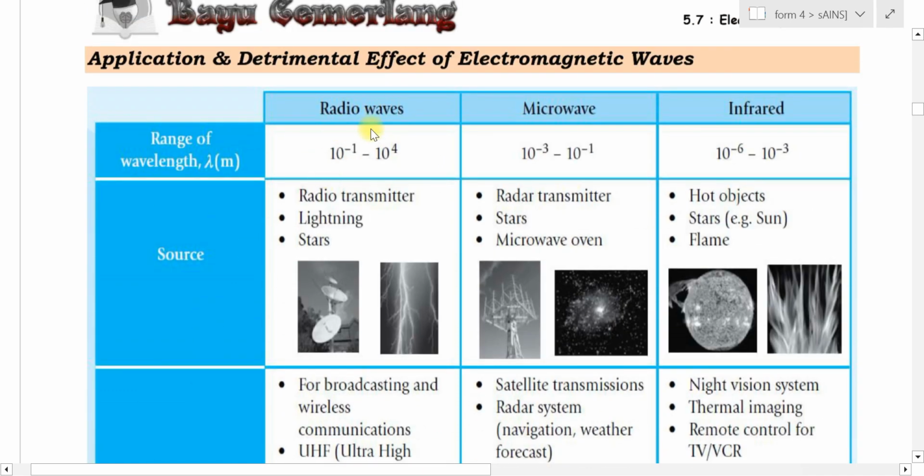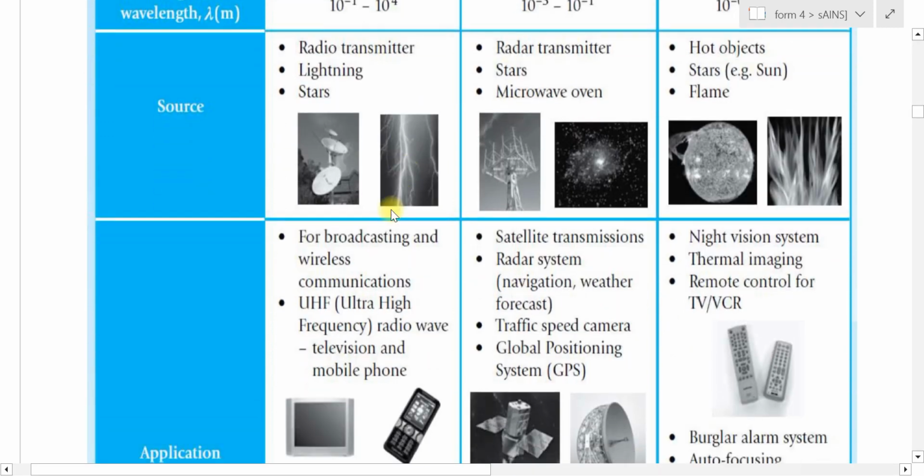Okay, first thing, radio wave. Dia boleh jadi sampai 10,000 meter. 10,000 sampai 0.1 meter. Okay, that much bigger longer your radio wave. But biasanya dari mana radio wave ni wujud? Radio transmitter, lightning and also the star. Okay, kita baca satu persatu dulu.